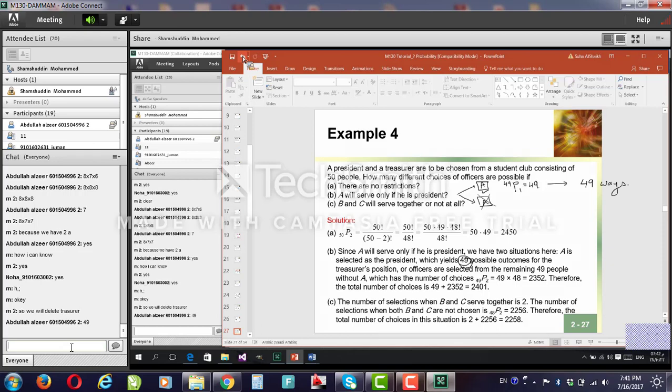In the second option, where A does not play with me, I have 49P2, which is 2352. These are not successive things, they are options. So we add the 49 with the 2352. The result will be 2401 ways in all. Okay.